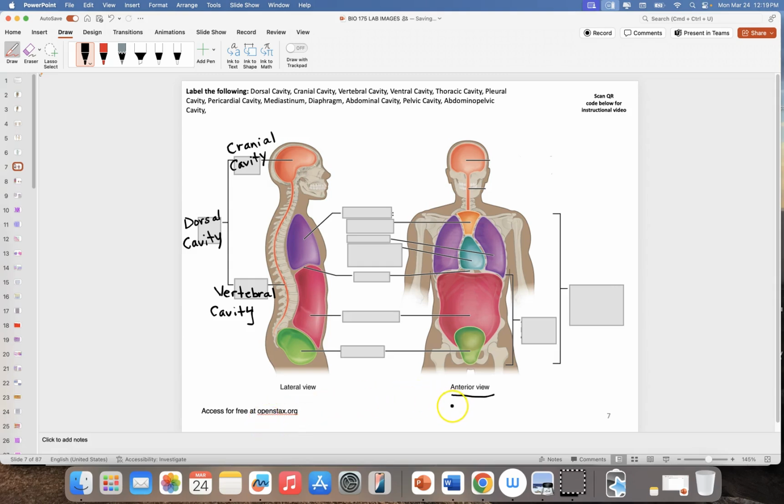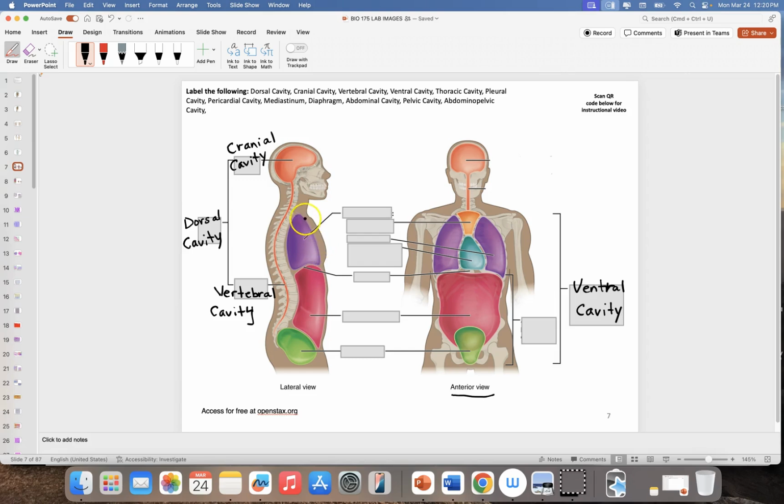If we go to our anterior view, we have our ventral cavity. And the ventral cavity uses serous membranes to protect the organs. And we'll talk more about the serous membranes in another video. The ventral cavity can also be further broken down.